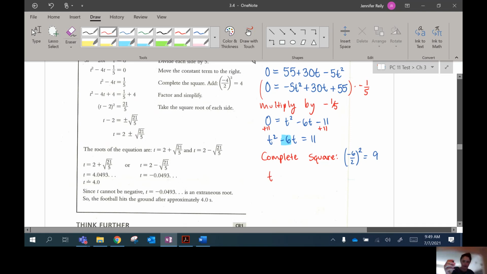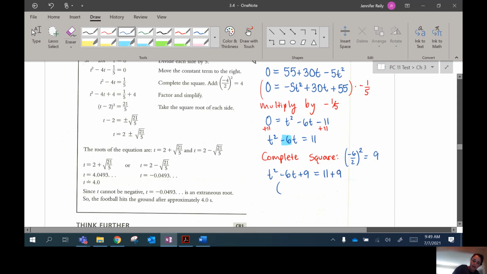So that's t squared minus 6t plus 9 equals 11 plus 9. Then I'm going to factor. This would be t minus 3 squared. Two numbers that multiply to +9 and add to -6 would be -3 and -3. And then I'll have 20 here.